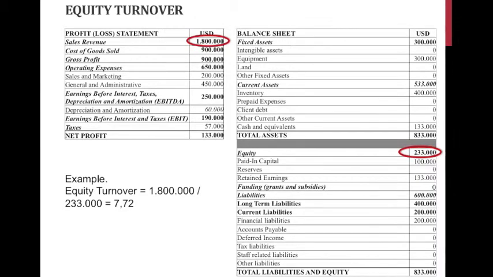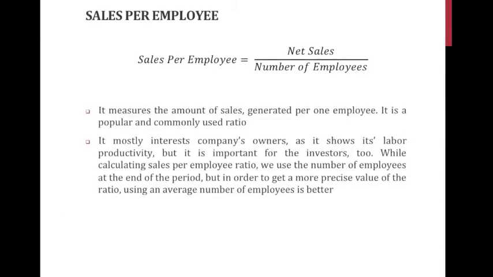In our example, we take our sales revenues of 1,800,000 and equity of 233,000, and we see that the equity turnover ratio is 7.72. In general, it is really not a bad indicator, and I think the company might be really happy having such an equity turnover.